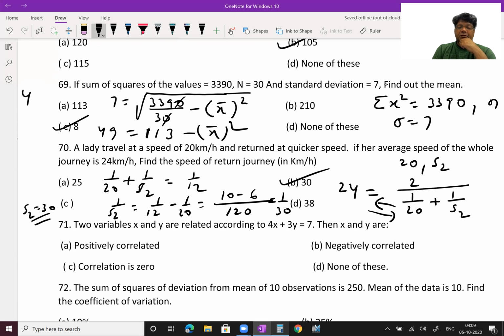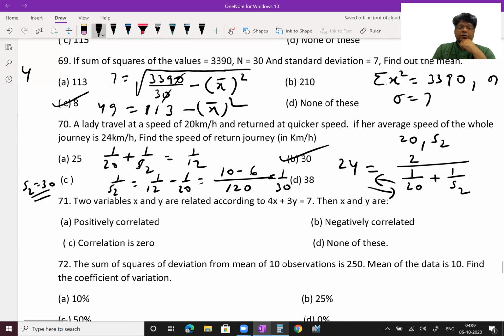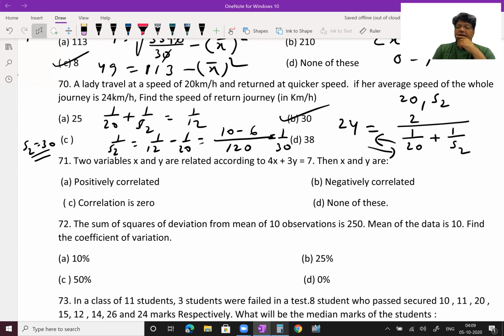Which option? B option. Two variables x and y are related according to this, then x and y are... Guys, what you do? You have to express this in the style y is equal to a plus bx. So y is equal to 7 minus 4x. Now y is equal to 7 by 3 minus 4 by 3x. You remember this is your b value, less than 0, negative, means actually your correlation will be minus 1. But that minus 1 option is not there. This option, negatively correlated, will be the answer.